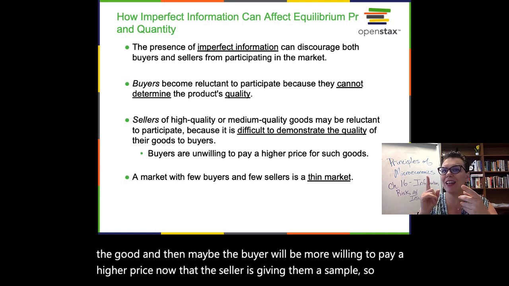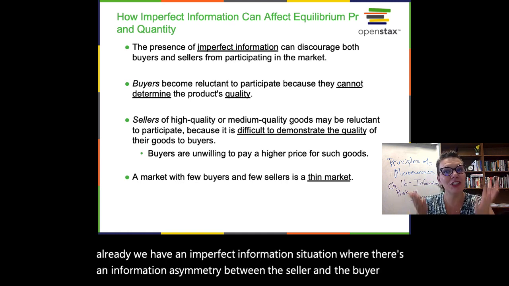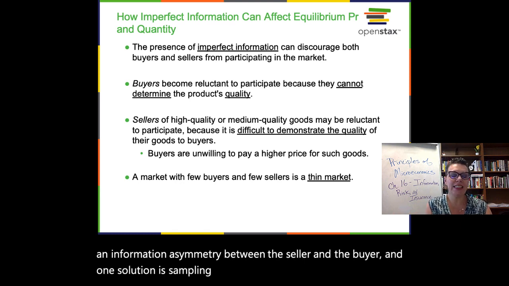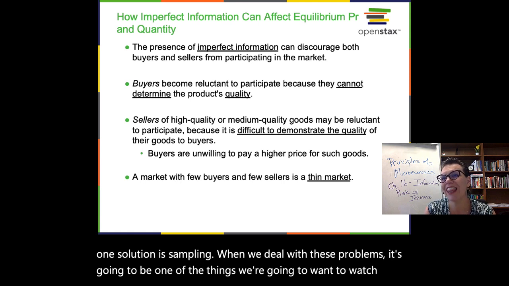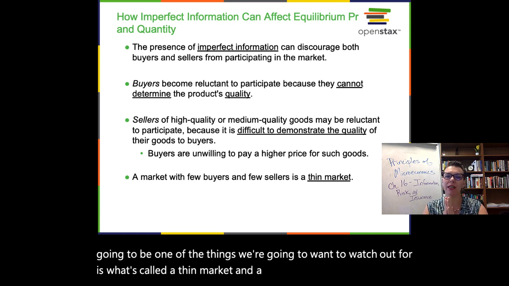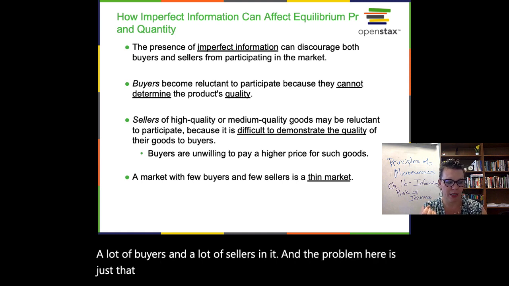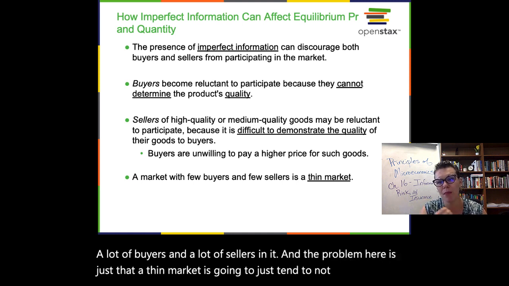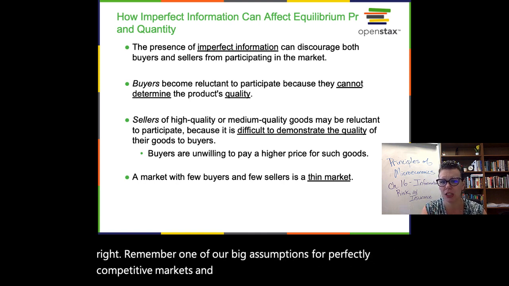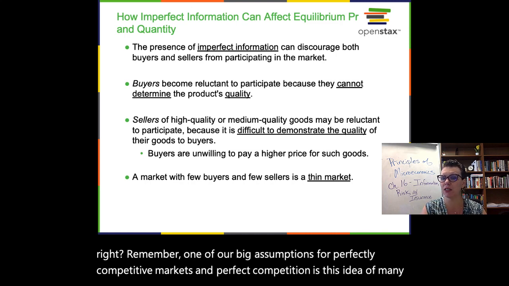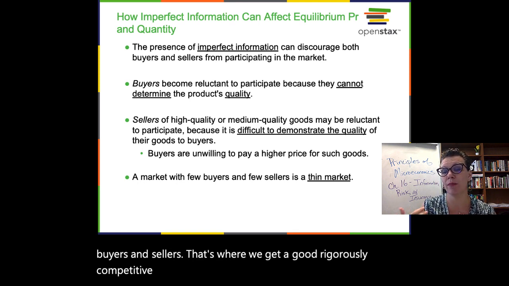So already we have an imperfect information situation where there's an information asymmetry between the seller and the buyer, and one solution is sampling. When we deal with these problems, one of the things we're going to want to watch out for is what's called a thin market. A thin market is just a market that doesn't have a lot of buyers and a lot of sellers in it. And the problem here is that a thin market is going to tend to not function well, right? Remember, one of our big assumptions for perfectly competitive markets is this idea of many buyers and sellers. That's where we get a good, rigorously competitive price and equilibrium emerging.